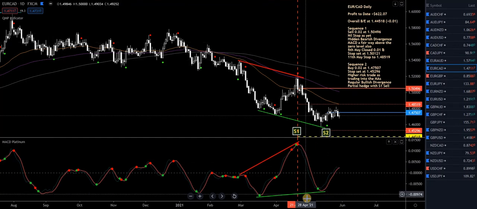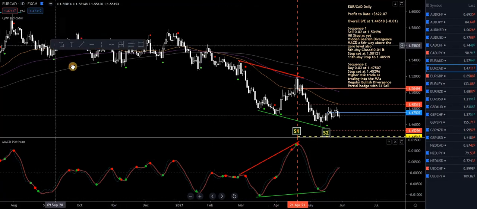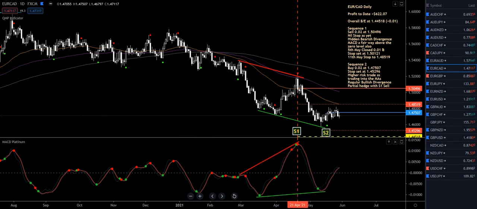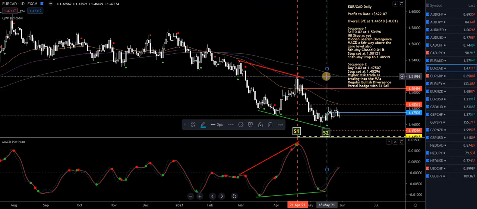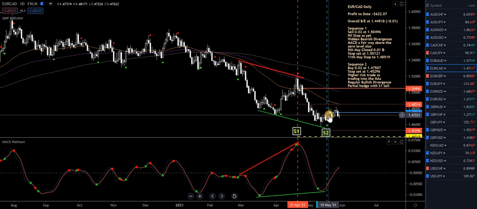And for some reason my blue lines disappeared. What is going on here? Give me two seconds. Where am I? I don't know what happened to that blue line. I must have inadvertently deleted it. So there's a buy there. So there's a buy here, recent buy.